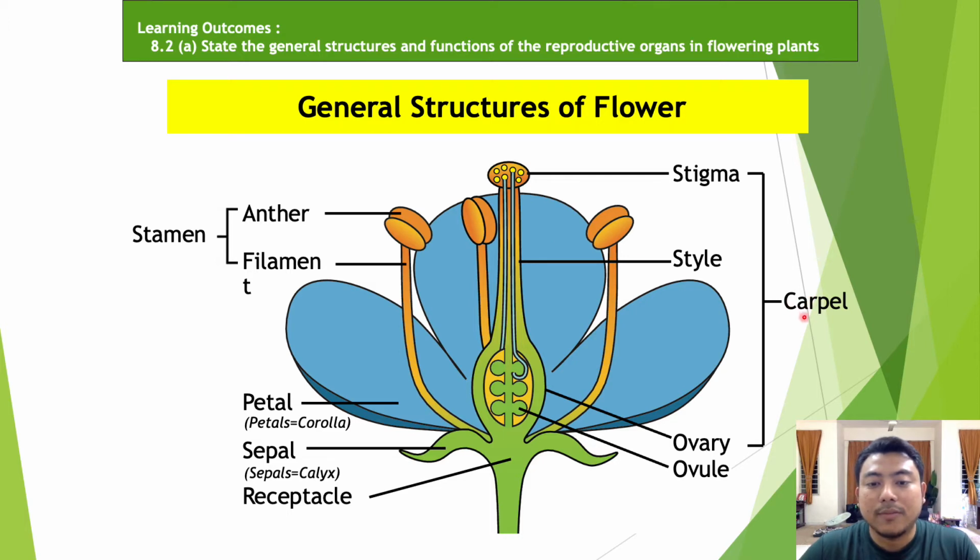Then we have the female part of the plant, which we call the carpel. The carpel is composed of the stigma, and beneath the stigma we have the style, and also the ovary that will encapsulate the ovule, that will contain the ovule. Be reminded that the ovule is the final destination for the pollen to reach and fertilize the egg. The egg of the plant resides inside the ovule, dekat dalam ovule.